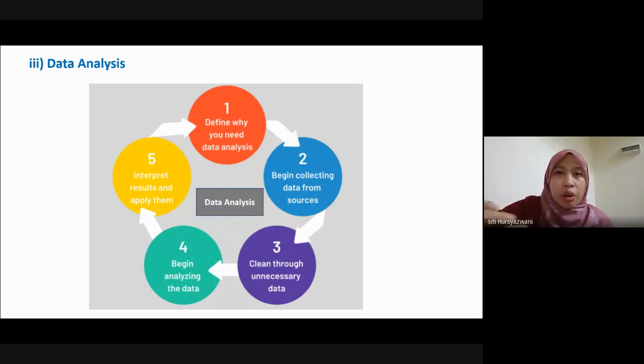So bila awak dah collect tu, awak kena trace balik mana satu yang necessary, mana satu yang unnecessary data yang awak perlukan dan juga tak perlukan. And then you analyse you punya data. Then lepas data, so you boleh buat dalam you punya discussion.